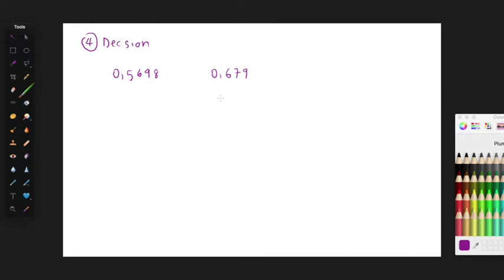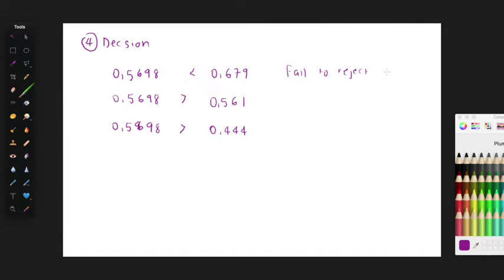0.679 at the 0.1%, we had 0.561 at the 1%, and 0.444 at the 5%. So over here, this one is greater, and we have 0.5698 again, and we have greater there, and we have greater there. So over there, we're going to fail to reject.